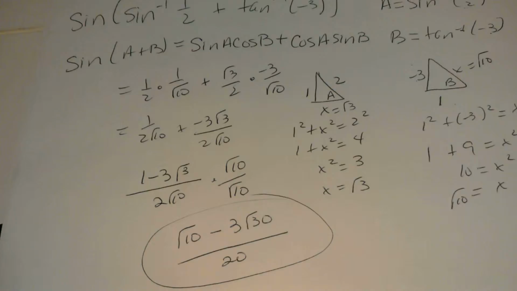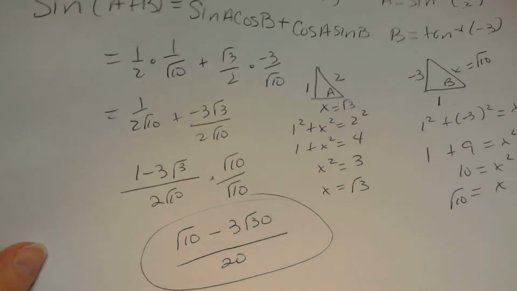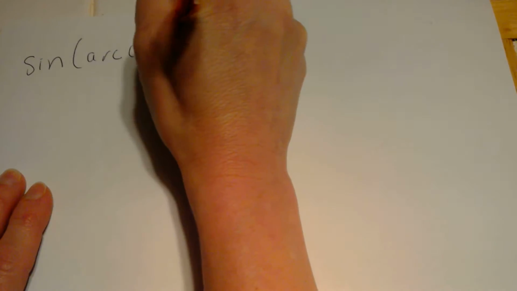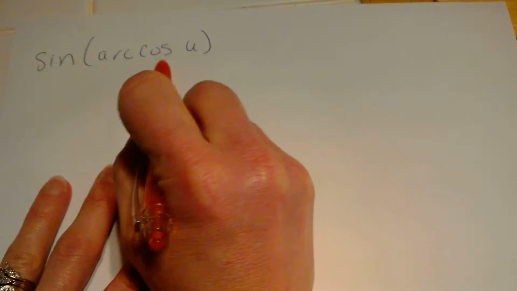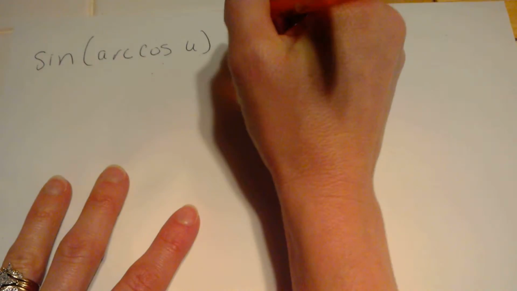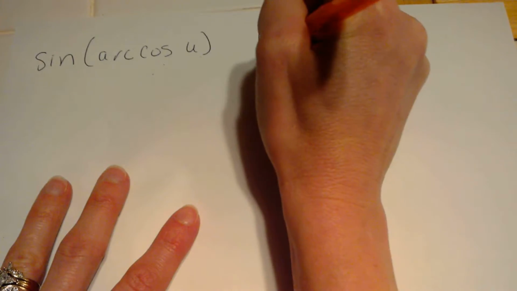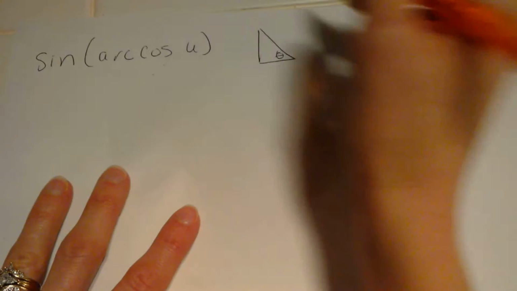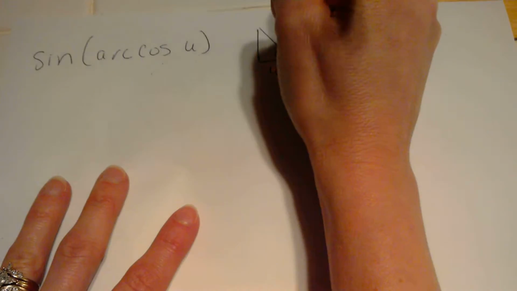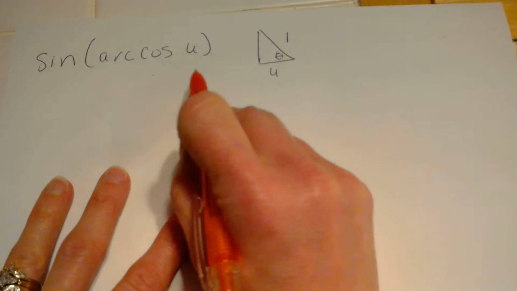All right. So the last thing is, what if we want a formula? Say I have the sine of my arc cosine, which again is our inverse cosine of u. We want to know what that is. So we know that our inverse cosine is u. If I look at this angle, cosine is my adjacent side over my hypotenuse. Since it's a whole number, it's going to be u over 1.